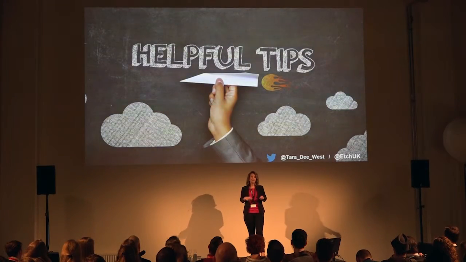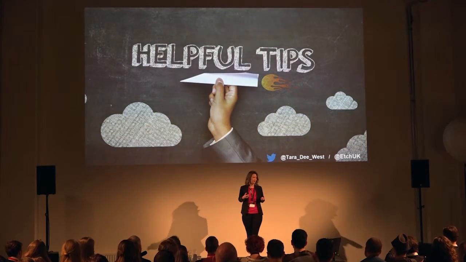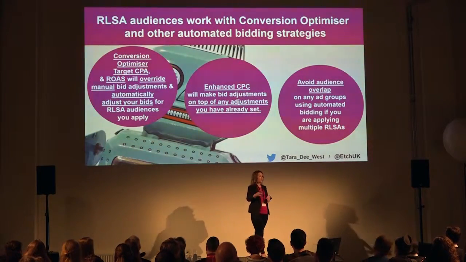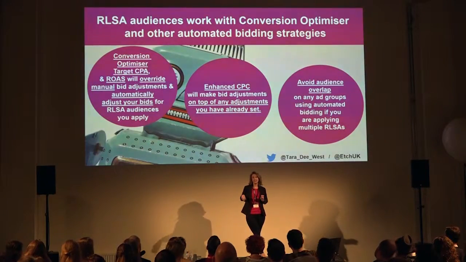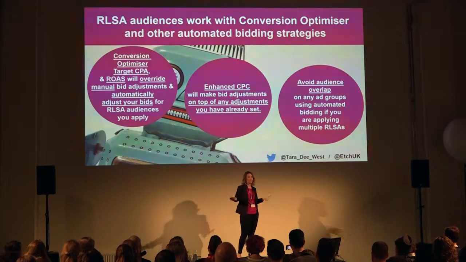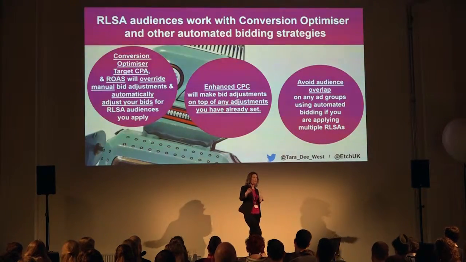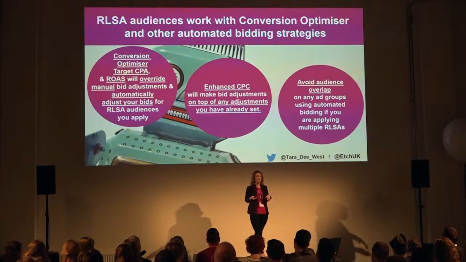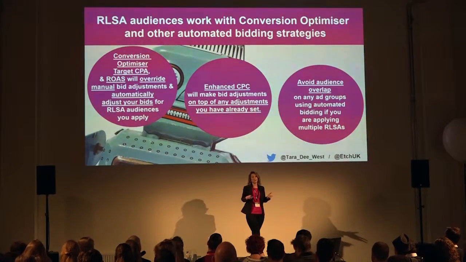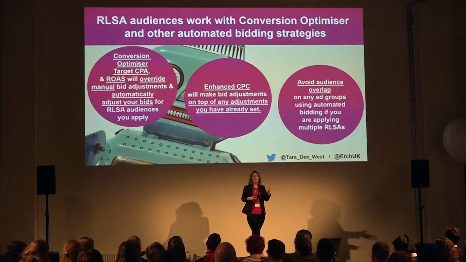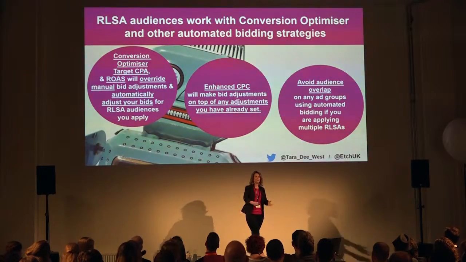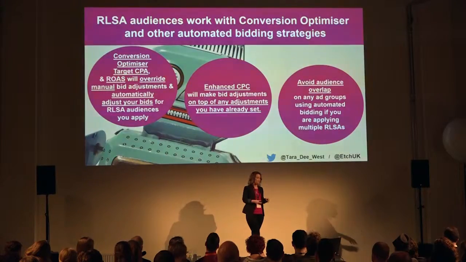Okay, so now I'll move on to a couple of tips that I found useful when I started working with RLSAs. They work really well with Conversion Optimizer and other automated bidding strategies. So in most instances, when you use RLSA lists with automated bidding, it will wipe out any manual bid adjustments you've set, and it will set them on a case-by-case basis as it needs to. These strategies have so much more data than we could ever manually look at. So if you can let them take over your bidding, it can work really well. And RLSAs just gives them another data point to play with and to change your bids for.